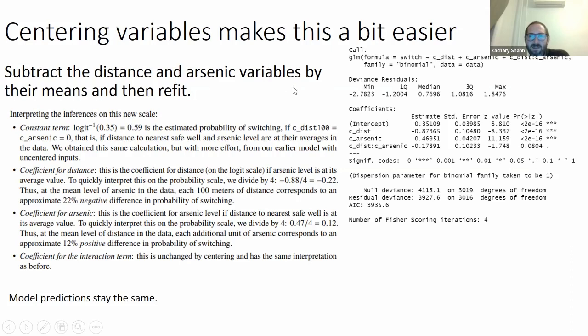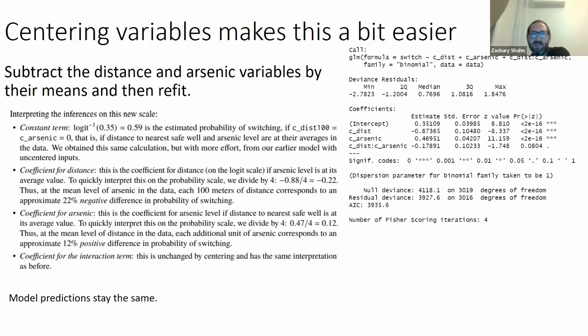Then this is what you get. And so the interpretation of the coefficients becomes much simpler. The constant term, the intercept, is the estimated probability of switching if the centered distance and the centered arsenic variables are both 0, meaning they're both at their means. That's exactly what we wound up computing previously as the best interpretable thing we could come up with, but with more effort. Here it's just direct.